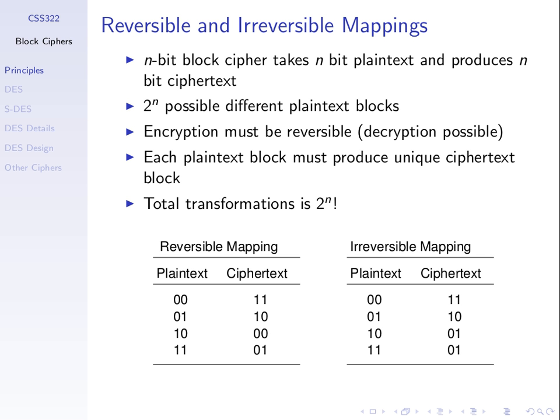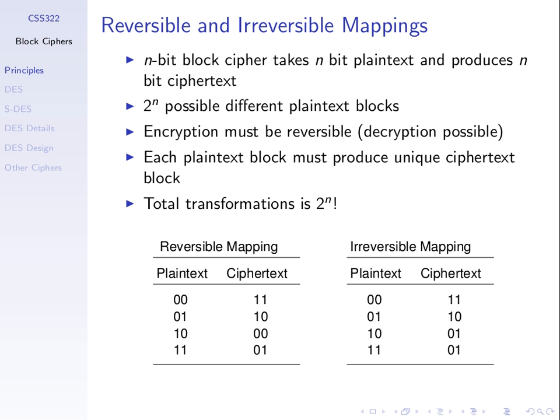So reverse mapping in terms of mathematics is a one-to-one function only. Yes. We cannot have a one-to-many mapping here. So that's the one requirement. That is, it needs to be reversible.